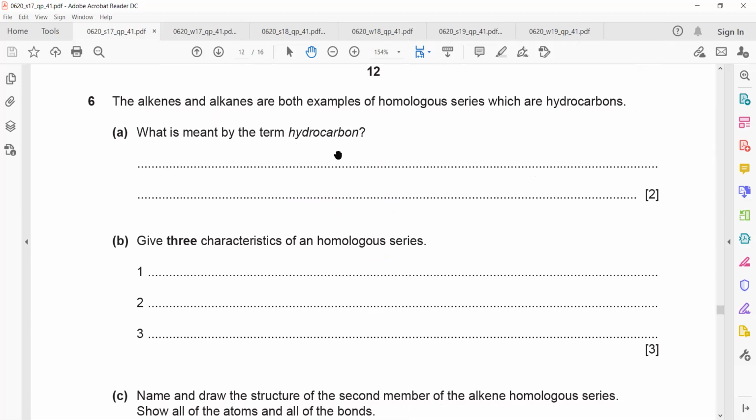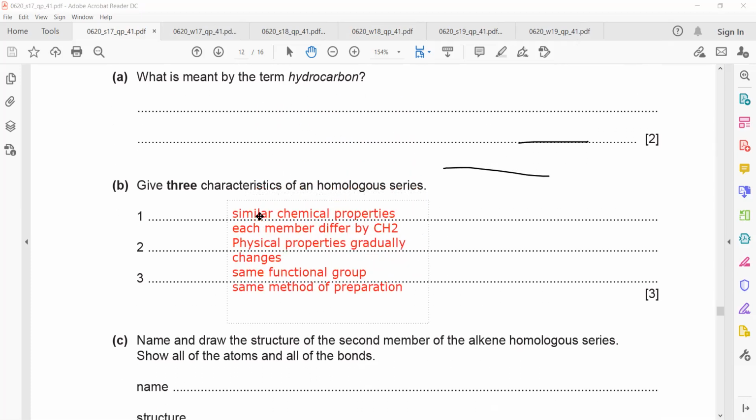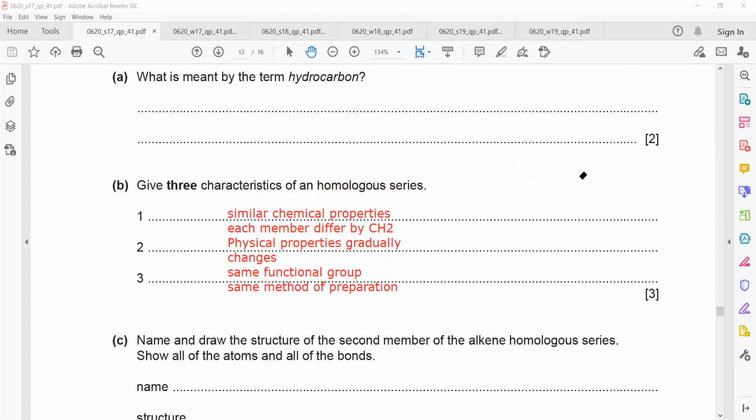Another question, this is from May-June 2017, paper 4, variant 1. The alkenes and alkanes are both examples of a homologous series which are hydrocarbons. What is meant by the term hydrocarbon? So the term hydrocarbon means compounds that contain carbon and hydrogen only. One mark is for carbon and hydrogen and one mark is for writing the word only.